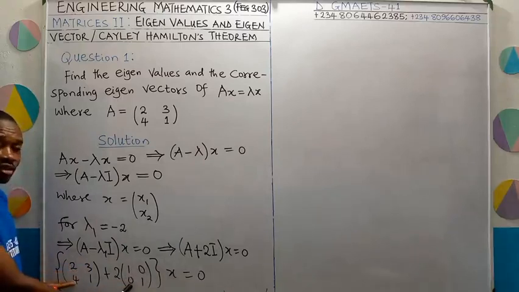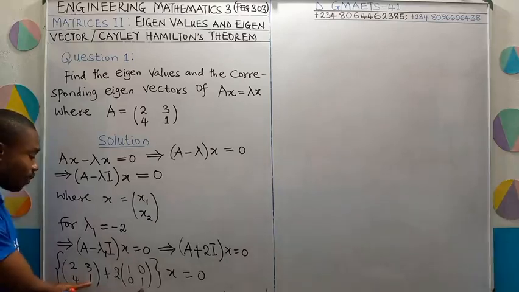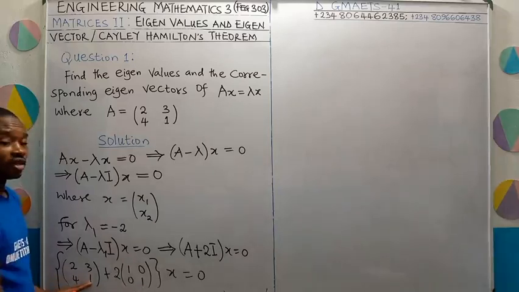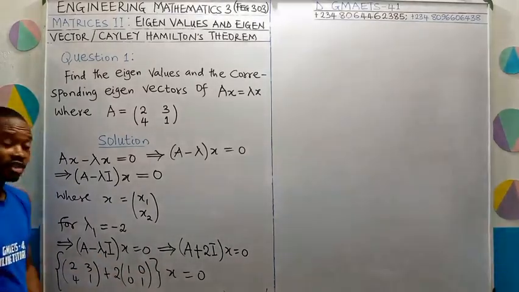4 plus 0 will give us 4. 1 plus 2. Remember this is 2 because this 2 is going to multiply. 1 plus 2 will give us 3. And then we'll multiply by x, make it equal to 0 once again. So let's do that and see.